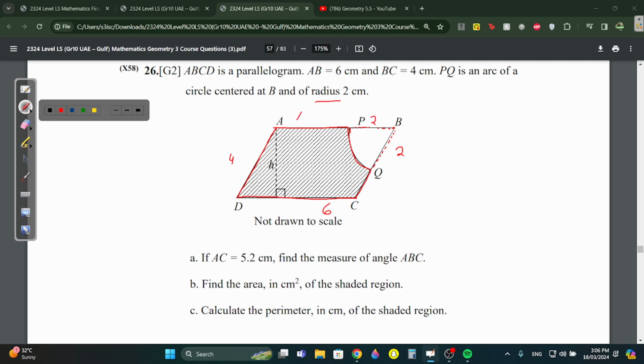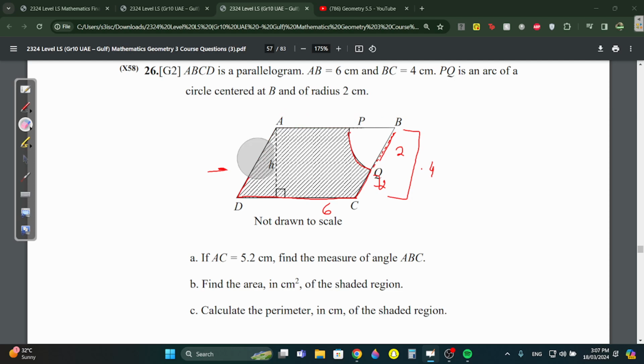Okay, can I find out how much this red part is? Yes, of course I can. We know this whole thing is 6, subtract this part here, which is 2. That means this red part is 4. How about this part over here? The whole thing is 4, right? Can I find out the small part here? Of course I can. 4, subtract this 2, it's going to be 2.